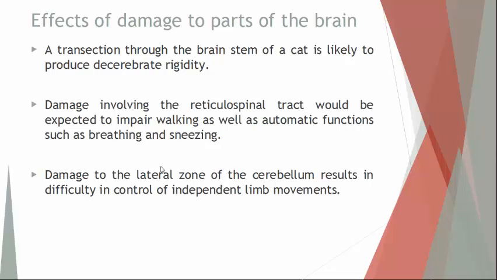The first bullet point, a transection through the brain stem of a cat is likely to cause decerebrate rigidity. So this word here, transection, you're cutting all the way through the entire section of the brain stem. And this term here, decerebrate rigidity, decerebrate means that you are removing connections between the brainstem and the cerebellum and other parts of the brain. And then rigidity, this condition causes very distinct symptoms, not just on a cat, but on any highly or more involved vertebrates, like humans in particular.